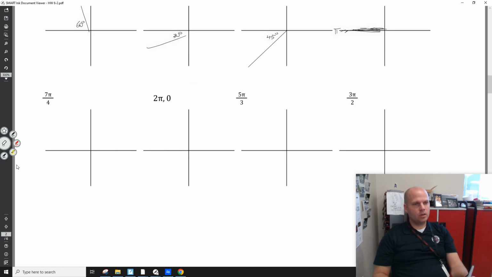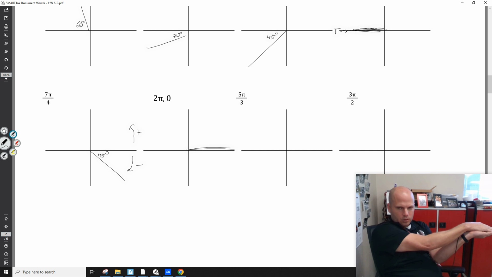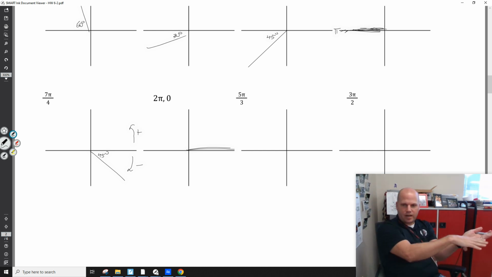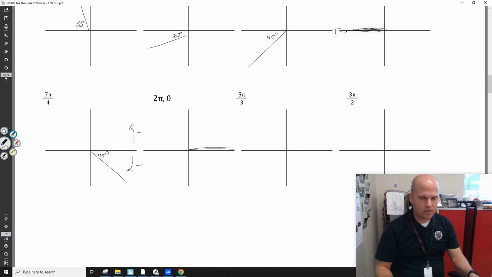That's important. 7 pi over 4: 8 pi over 4 minus pi over 4 puts me right there. Pi over 4, 45 degrees equivalency. 0 to 2 pi, located at the same location, two different angles. An angle of 0, we don't have any angle at all. An angle of 360 degrees or 2 pi radians means we've gone around the circle entirely. Located in the same location, but different angles.